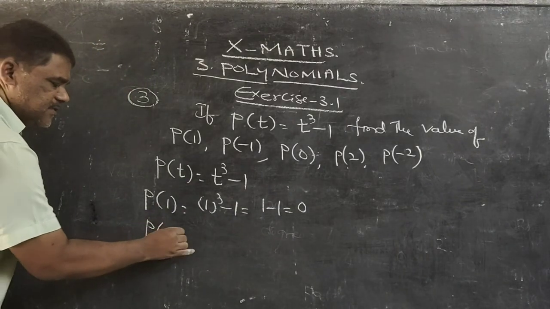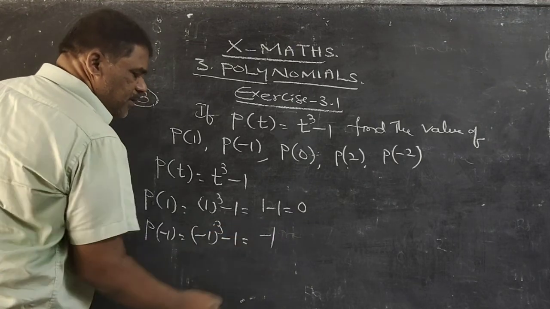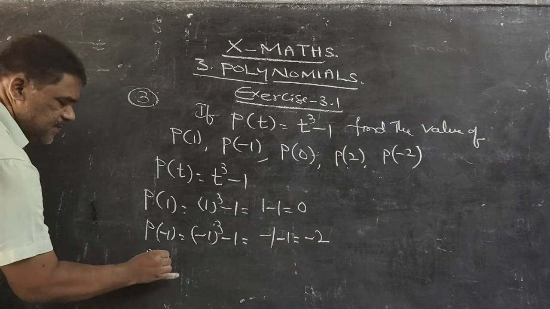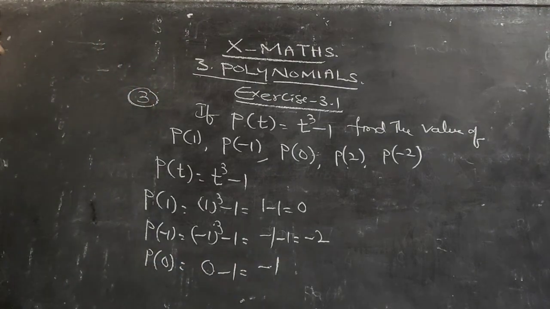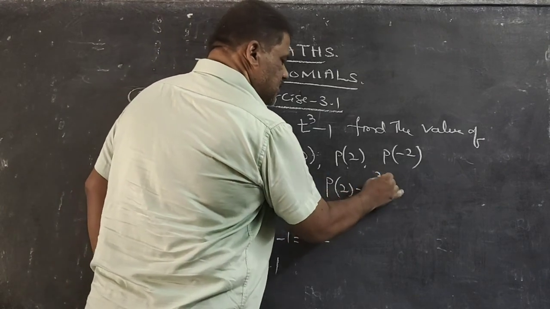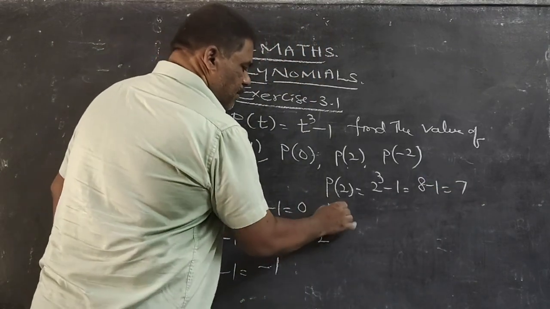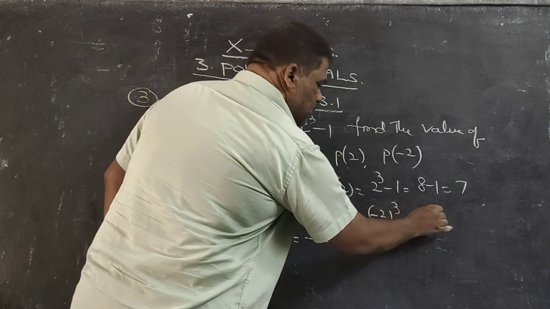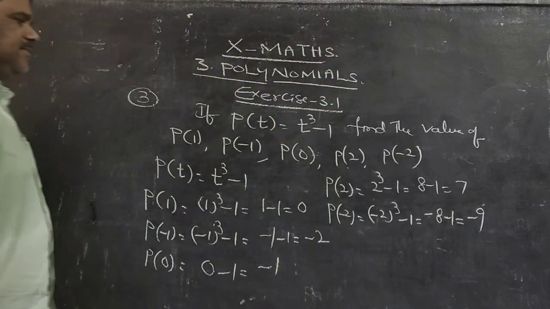Next, P of minus 1. In place of t you have to substitute minus 1. Minus 1 whole cube is minus 1. Minus 1 minus 1 is minus 2. P of 0: in place of t you substitute 0. 0 cube is 0. 0 minus 1 is minus 1. Next, P of 2. That is 2 cube minus 1. 2 cube is 8. 8 minus 1 is 7. P of minus 2. That is minus 2 cube minus 1. Minus 2 whole cube is minus 8. Minus 8 minus 1 is minus 9.